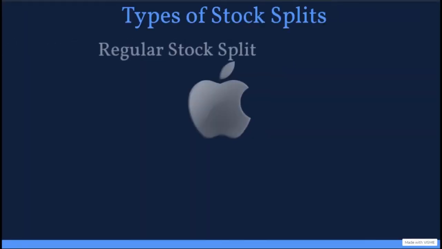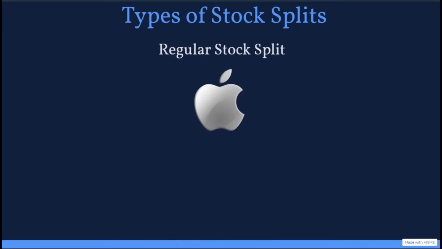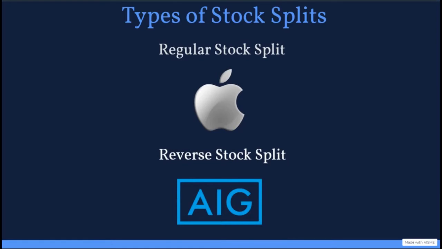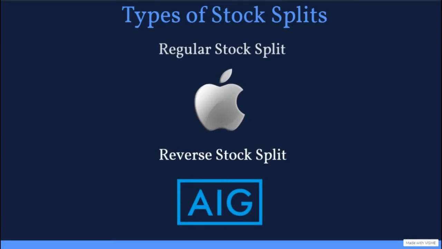Now we're going to talk about the types of stock splits. There's two types of stock splits, a regular stock split and a reverse stock split. A regular stock split occurs when a company wants to increase their shares but decrease their price, and a reverse stock split occurs when a company wants to decrease their shares and increase their price.